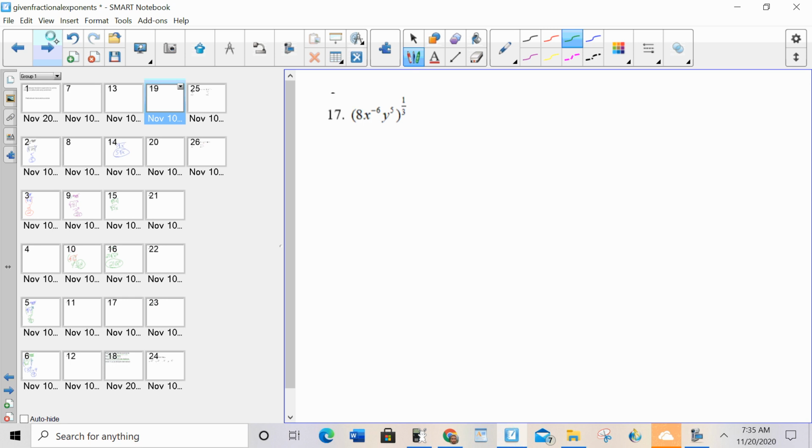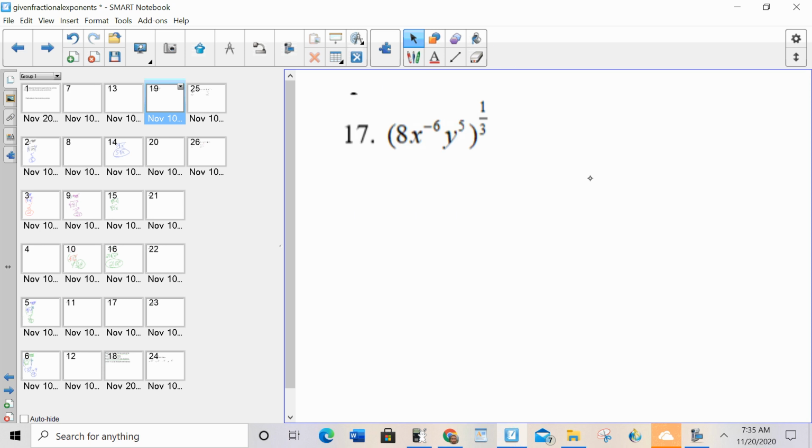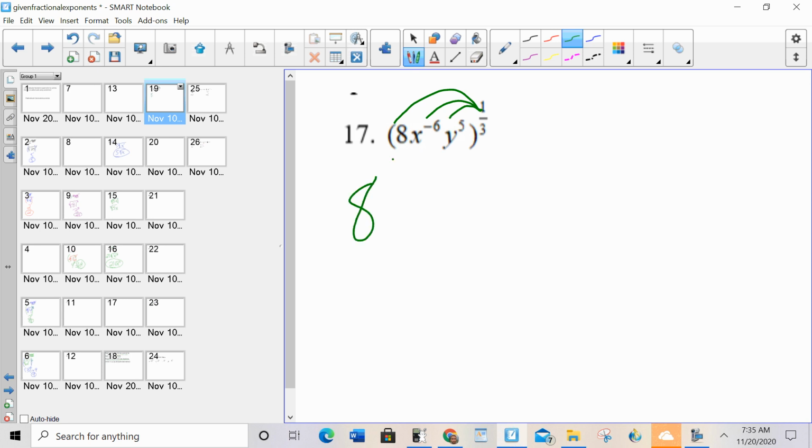Radicals are fractional exponents. Do I see a radical here? No. Get rid of parentheses. Yes, I see parentheses, so that 1/3 power goes to everything inside, and that goes back to the first lesson in this unit, exponent rules. When I'm raising a power to a power, I multiply the powers. So -6 times 1/3 is -2. And 5 times 1/3 is 5/3.